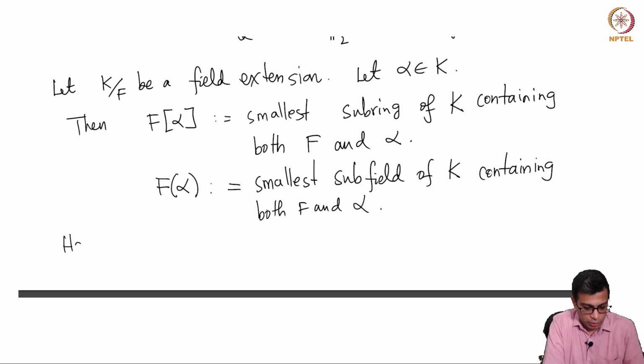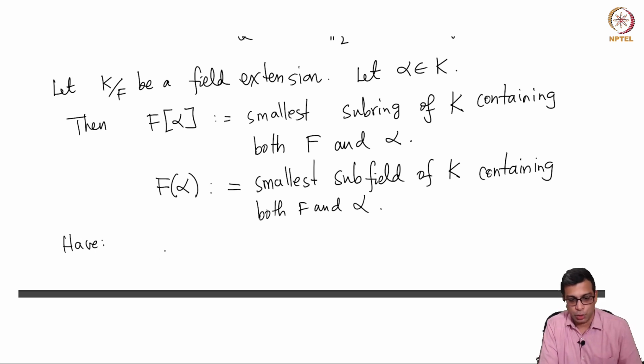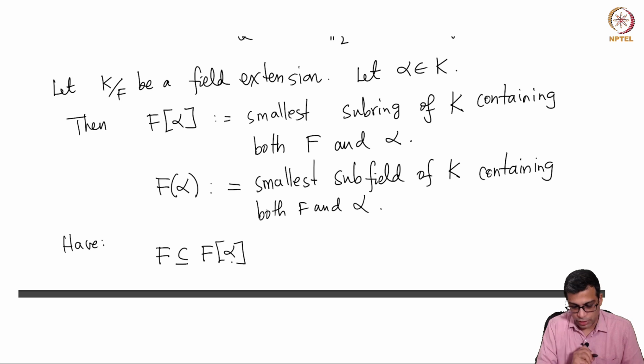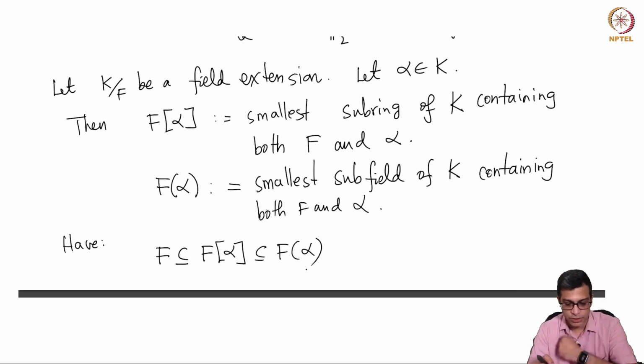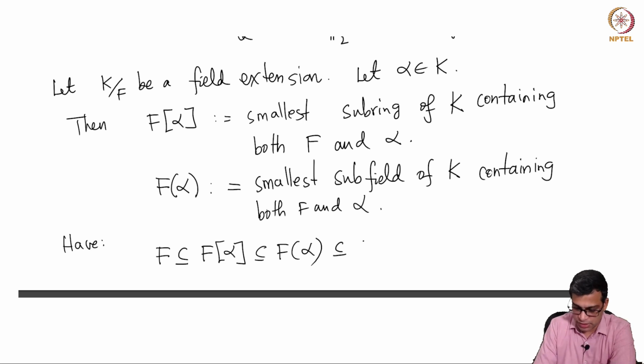So we always have this chain of inclusions. You have F[alpha] contains F(alpha)... rather, F(alpha) contains F[alpha], because F[alpha] is the smallest subring containing F and alpha, and F(alpha) is the smallest subfield, so it's also a ring. So it contains F[alpha]. This one can check.